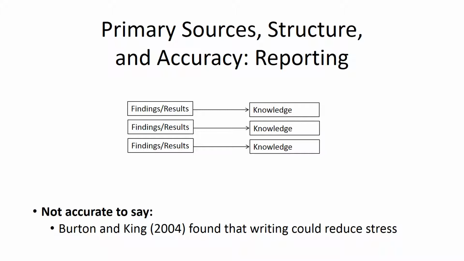For example, we know that Burton and King conducted an experiment where they manipulated writing, measured mood and health center visits, and found that writing about positive experiences was associated with enhanced positive mood and better health. It was an experiment, so it's accurate to use a structure that suggests cause and effect. But they didn't measure stress, so a sentence saying they found writing could reduce stress is not accurate.